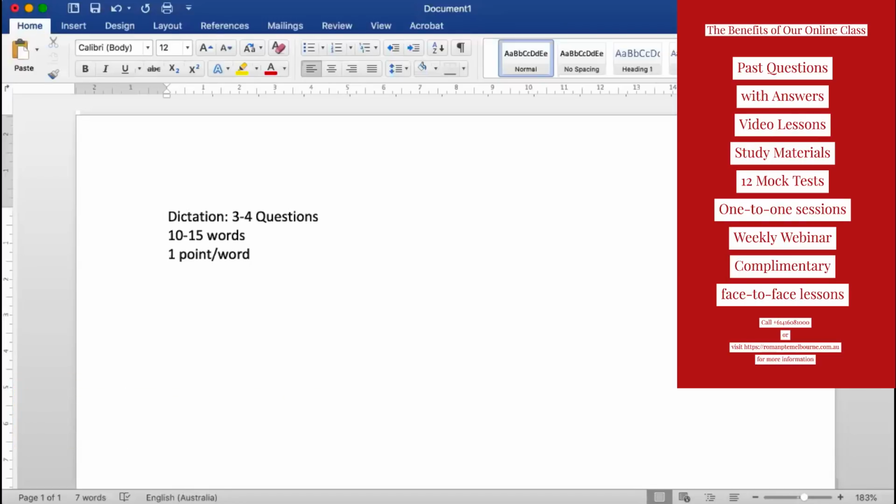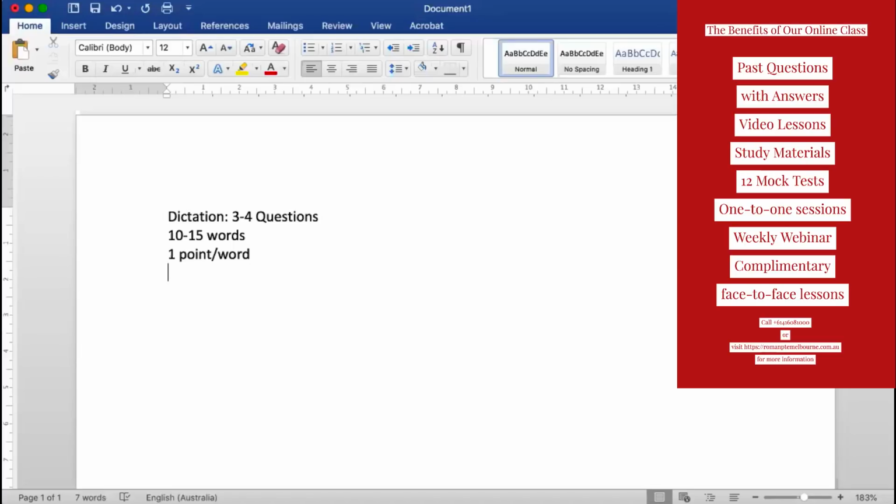Now, what are the situations where you are likely to lose the points? When you don't write the word because you can't remember, when you write the word but the spelling is incorrect, when you write the word and the grammar is incorrect. In all these situations, you don't get the points. So you need to be careful about these factors while doing dictation.